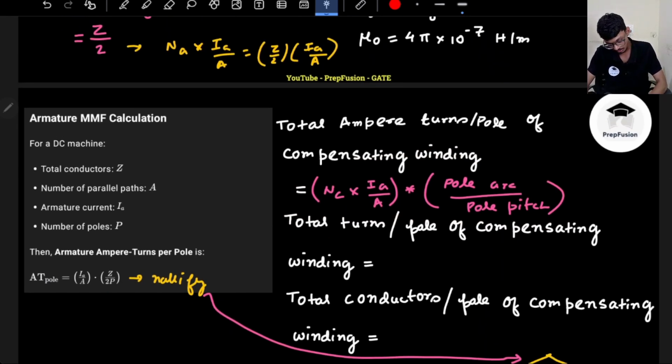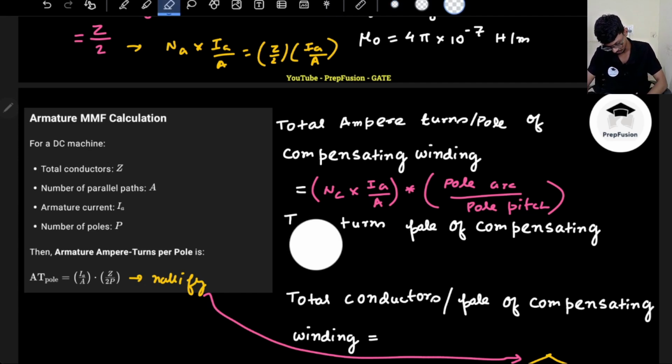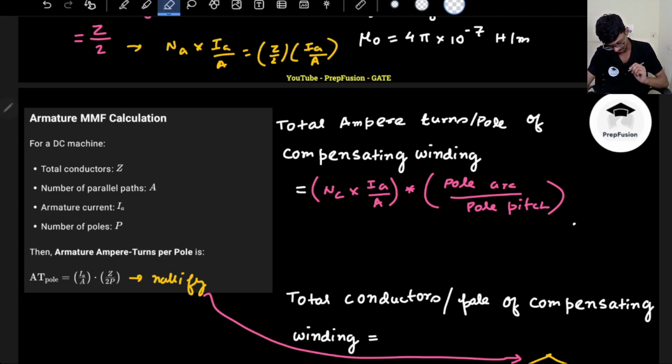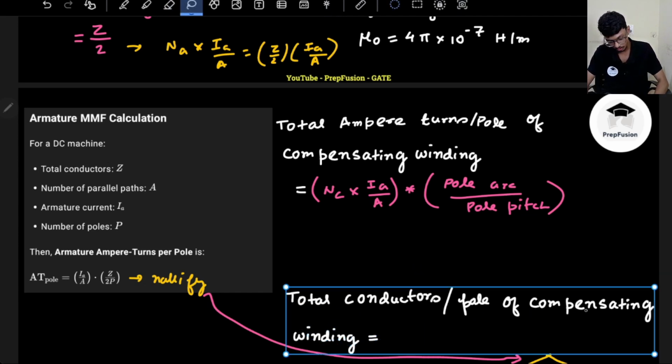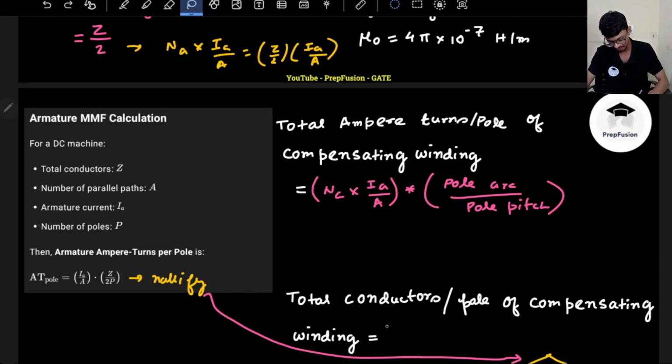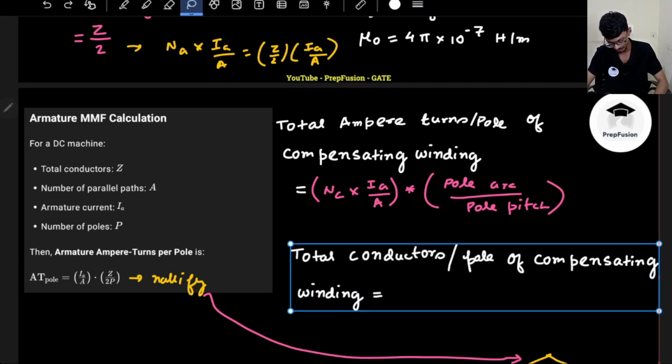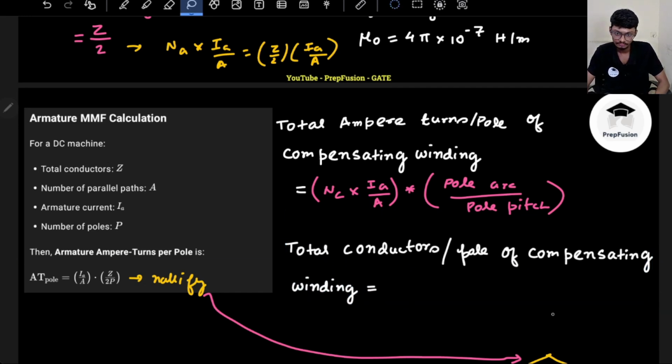Now because this is the total ampere turns per pole, this is the total turns only. We have already calculated this, so we don't need to write this. This is extra. So what is the total conductors per pole? How do I calculate the total conductors per pole? Each turn will have 2 conductors, correct?